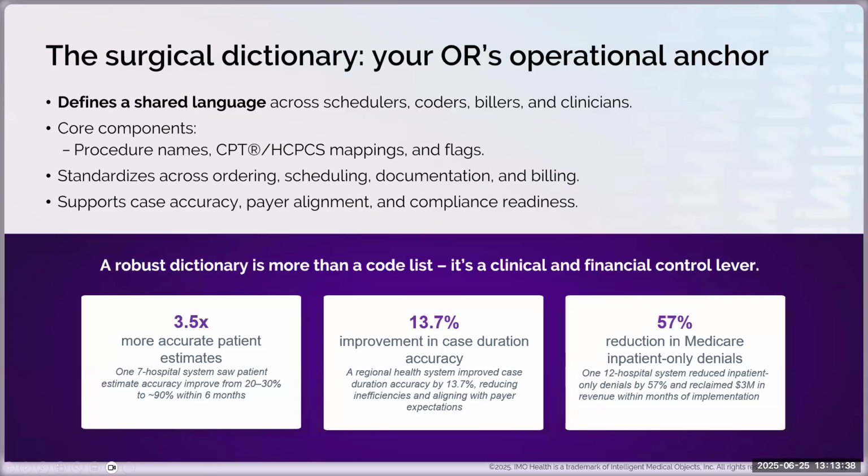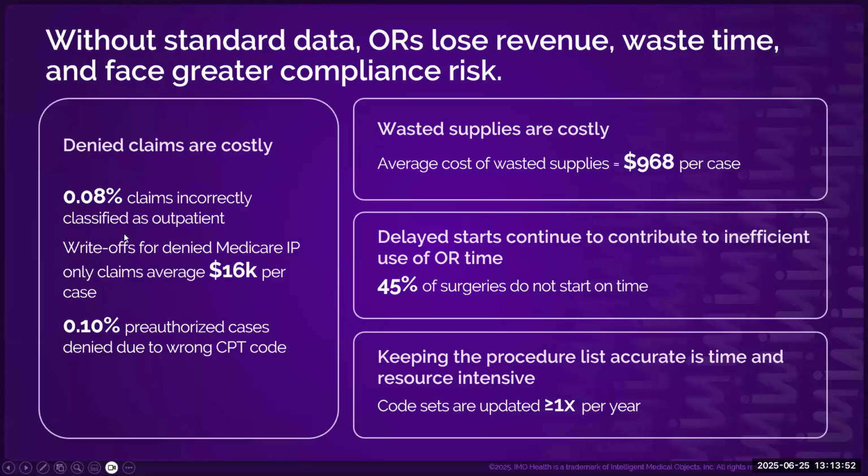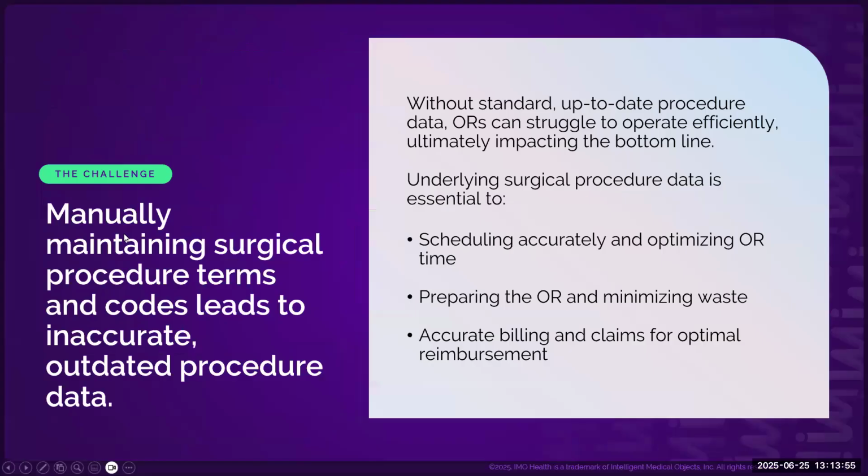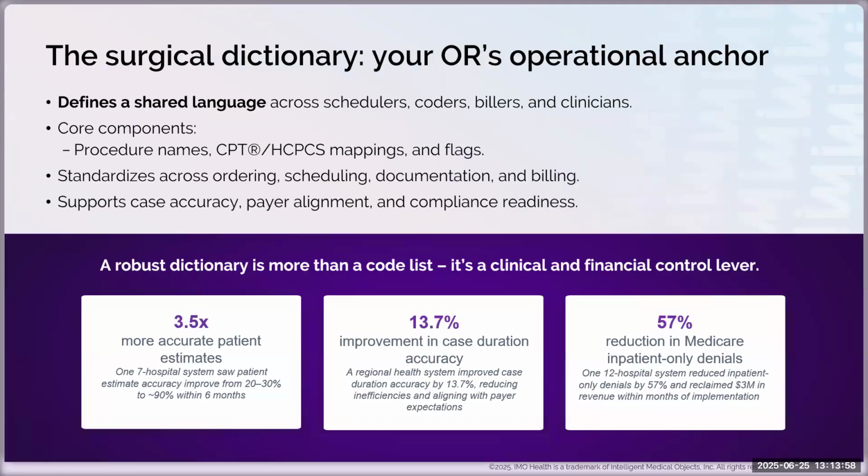Slide. The surgical dictionary, your OR's operational anchor. Here we have concrete examples of how having an up-to-date surgical dictionary has helped some of our clients. For instance, a large health system with 7 hospitals saw patient estimates improve from 20 to 30% to around 90% in 6 months. Or another regional health system saw almost a 14% increase in case duration accuracy. Or another 12-hospital health system reduced inpatient-only denials by 57% and reclaimed $3 million in revenue. All of these are attributed to having a robust surgical dictionary.